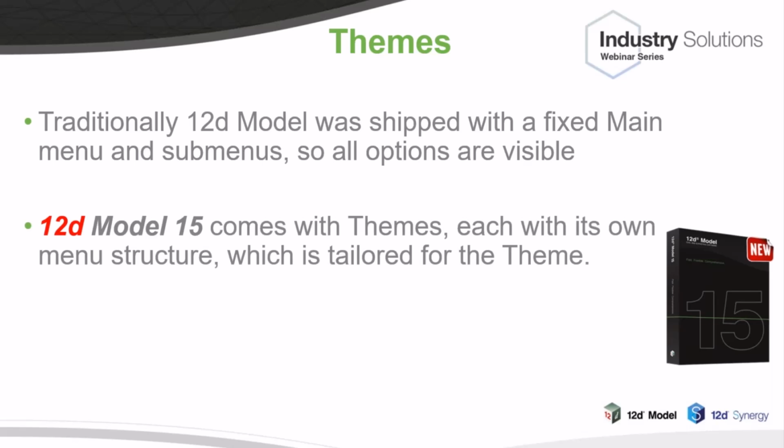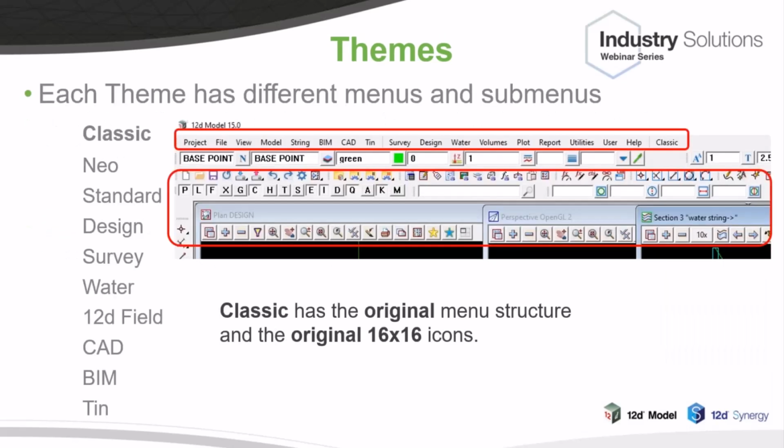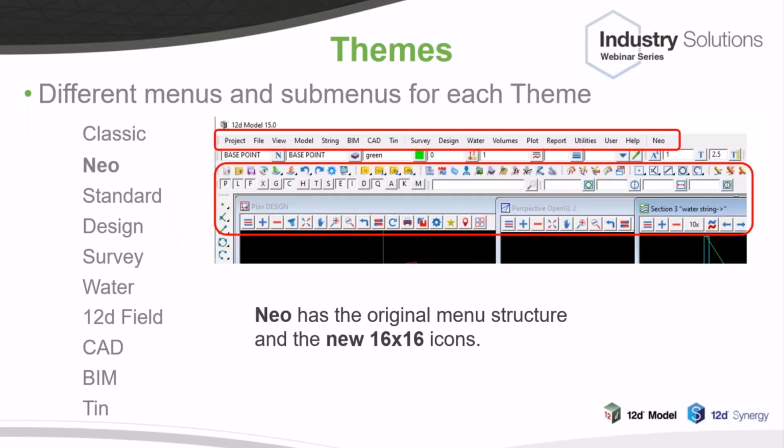And each theme has its own menu structure at the top with only some of the options, and tend to have the options that you need for that theme. For those of us like myself who still want classic, there is a classic one which has everything up there like before and has the old classic icons, which are 16 by 16 icons. To transition over for people, there is a Neo which has 16 by 16 icons and still has everything on there, but they're the new ones. So it's a good one to start practicing with to get used to the icons.